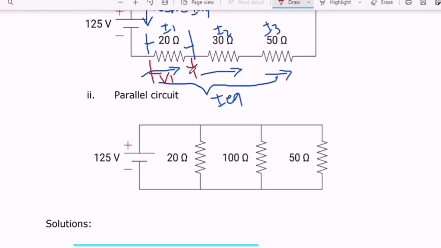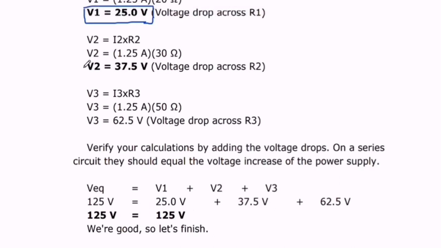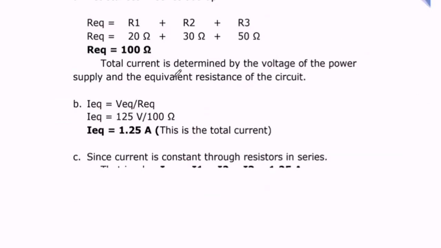Okay, and then for our second voltage, to find V sub 2, using the formula for the voltage, we multiply I sub 2 times R sub 2. The I sub 2 is the same as the total current, which is 1.25. Just multiply by the second resistance, which is 30 ohms, so we get that V sub 2 is equal to 37.5. So this is the voltage drop, 37.5.